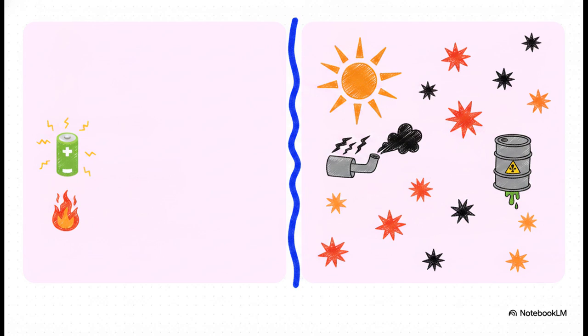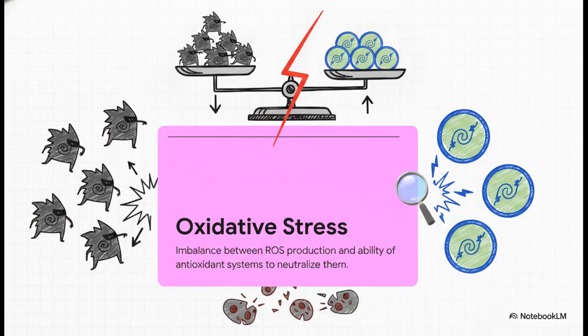But then we face exogenous, external threats. These are the environmental factors that just flood our system with excess free radicals. We're talking UV radiation from the sun, air pollution, heavy metals, cigarette smoke, certain pesticides, and even some drugs and toxins. And that flood leads us right to oxidative stress.